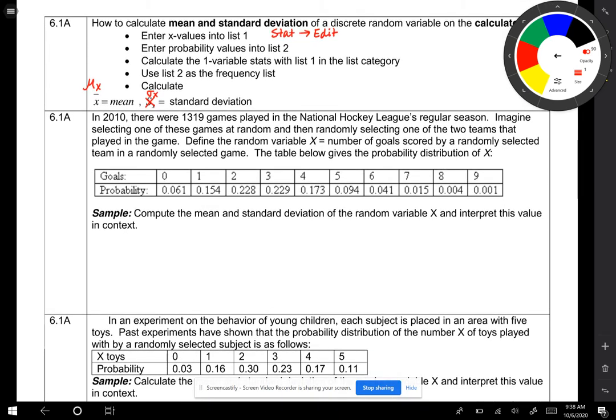Okay, in 2010, there were 1,319 games. Oh, this is a hockey one, so I don't need to read it to you. So here's the goals scored and the probability. Compute the mean and standard deviation of the random variable X and interpret this value in context. I did it ahead of time, and what I want to do is we'll just do the second problem on my calculator.